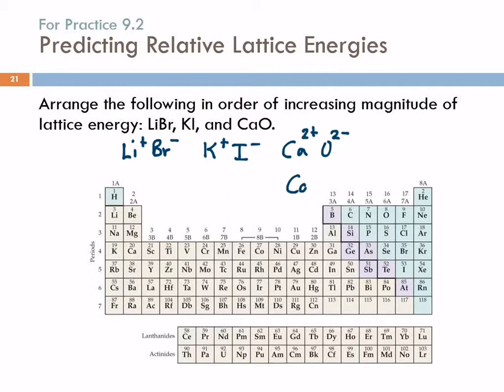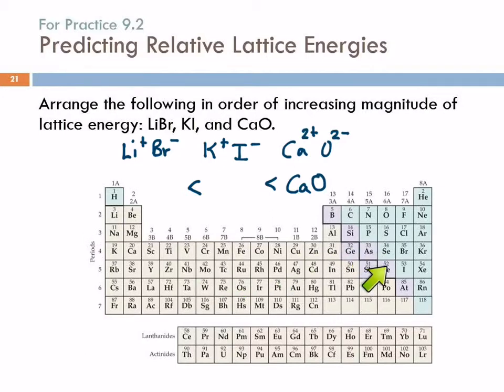Let's do it like this. So we're going in increasing order of magnitude. So this will be the highest, and then we have 2 others over here. So lithium bromide and potassium iodide. We need to find these guys in the periodic table and compare their sizes. So here's lithium, and here's potassium. Who's smaller, lithium or potassium? Lithium, thank you. Lithium is smaller.